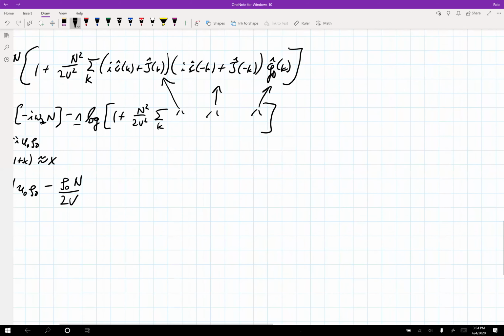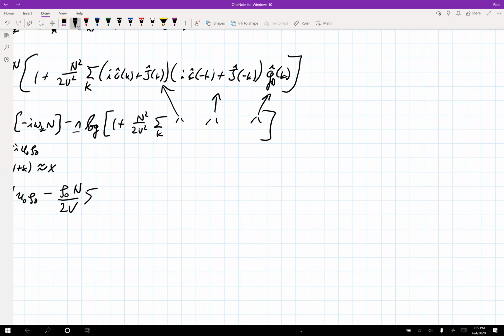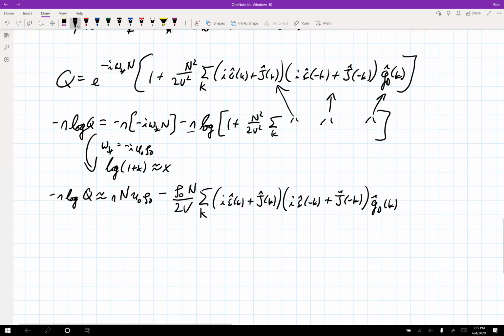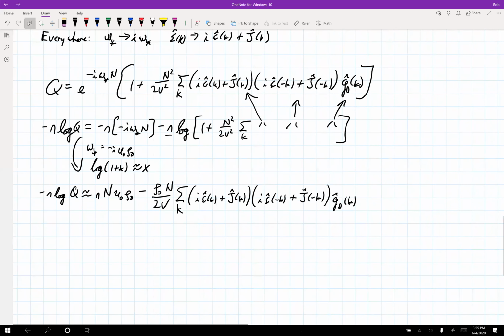Yeah, and then we have sum over k, I epsilon hat of k plus j hat of k. Same thing at minus k. And then Debye function. All right, now we're getting there.